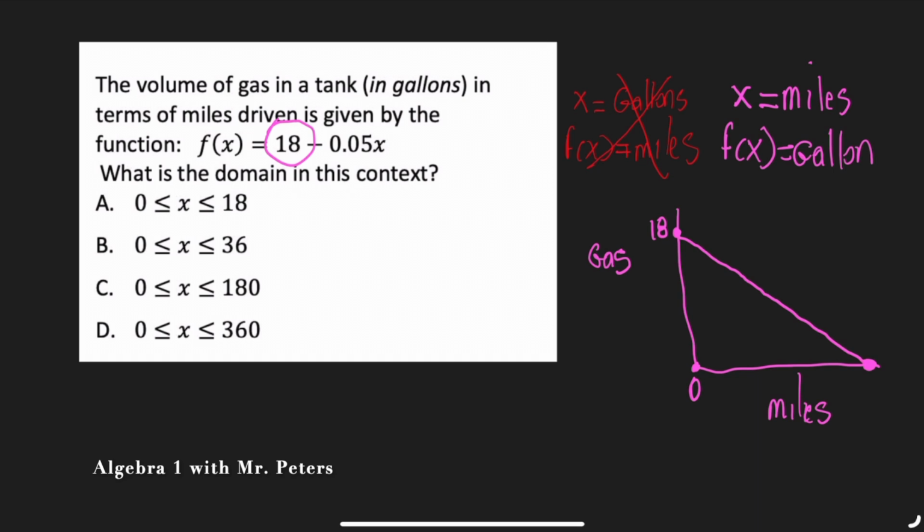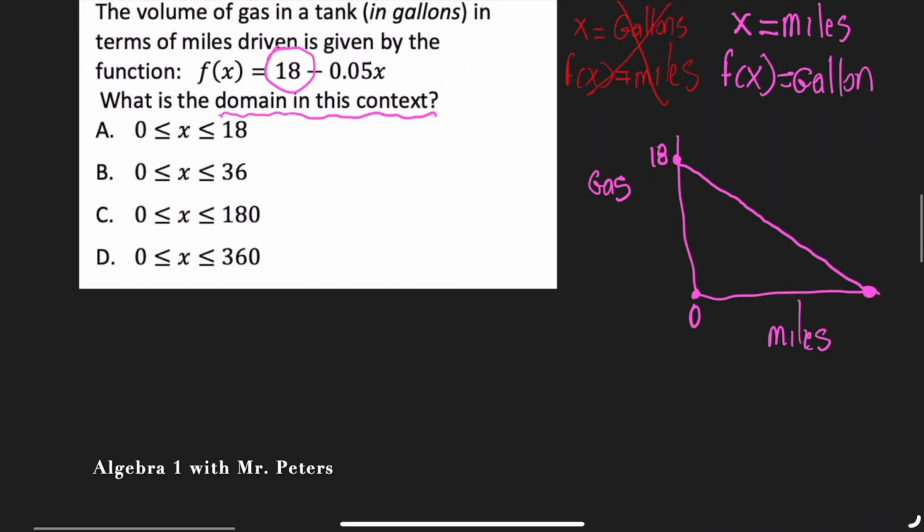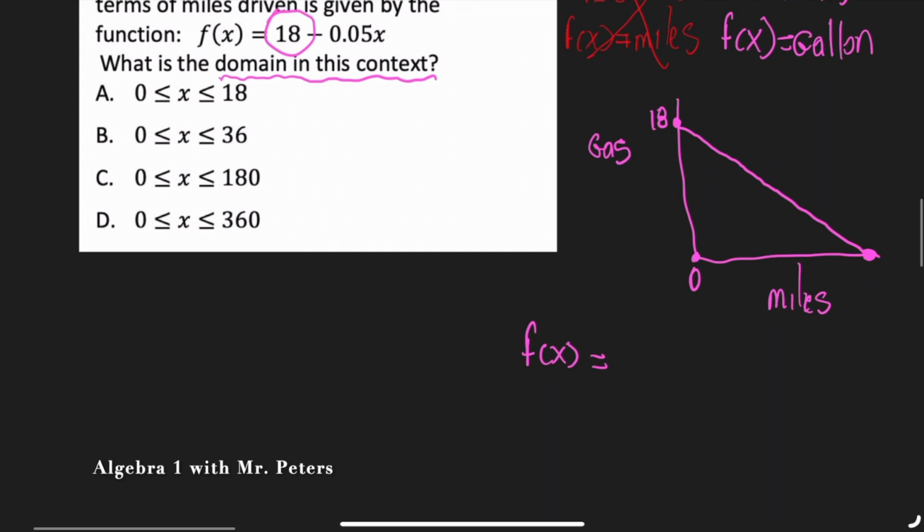So now that we understand that concept, we're basically solving for x, the miles. It tells us what the domain is in this context. So we know we're solving for x. How do we solve for x? We make the other variable 0. So now f of x, we're going to turn this into 0, and we're going to solve for x. So just please understand why I had to touch on this problem today, because it's a trick question, and I ain't gonna lie, they would have got you, boy.